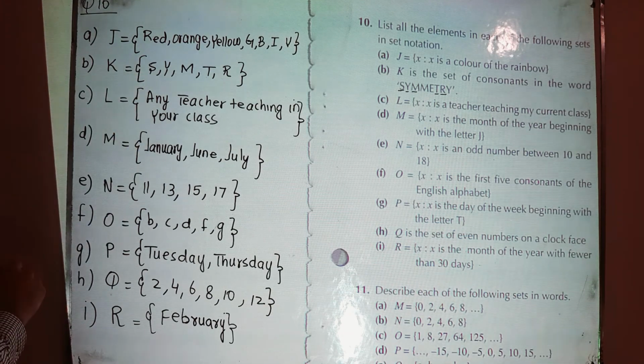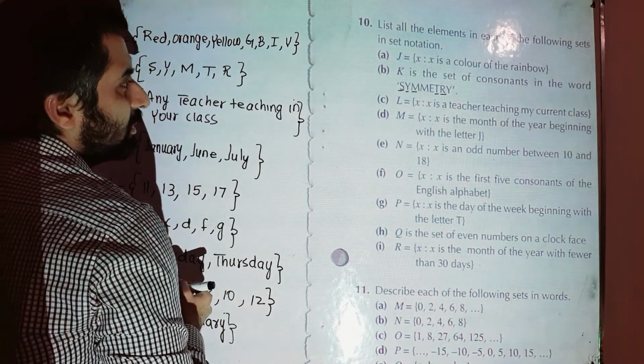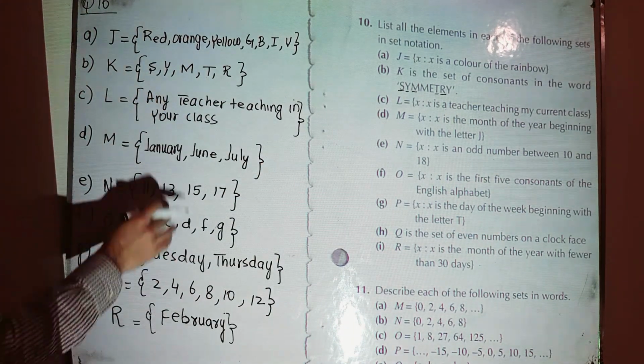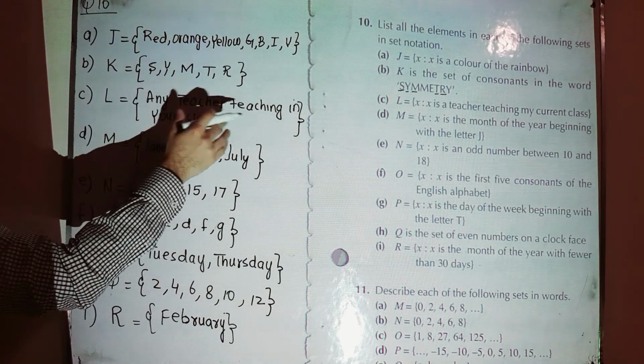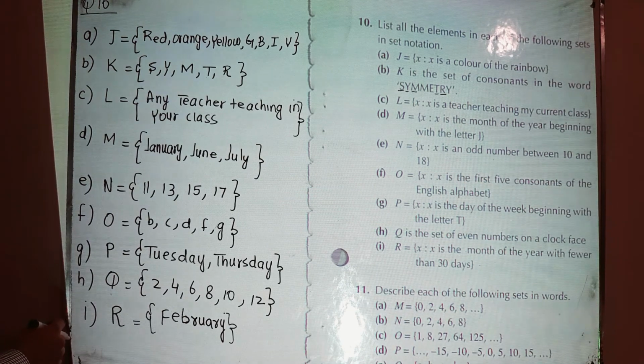Part C is we have got a set L, and that is a teacher teaching my current class. Well, that is up to you, because any teacher is teaching in your class. Whoever he or she is, you can write it down over here.